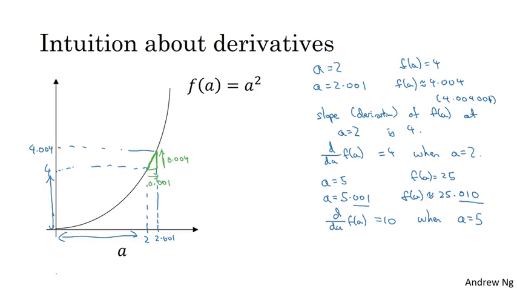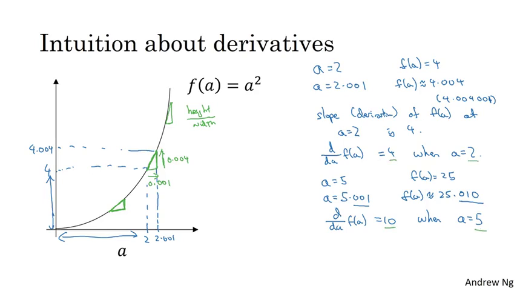So one way to see why the derivative is different at different points is that if you draw that little triangle at different locations on this curve, you see that the ratio of the height of the triangle over the width of the triangle is very different at different points on the curve. So here, the slope is equal to 4 when a is equal to 2, but is equal to 10 when a is equal to 5.